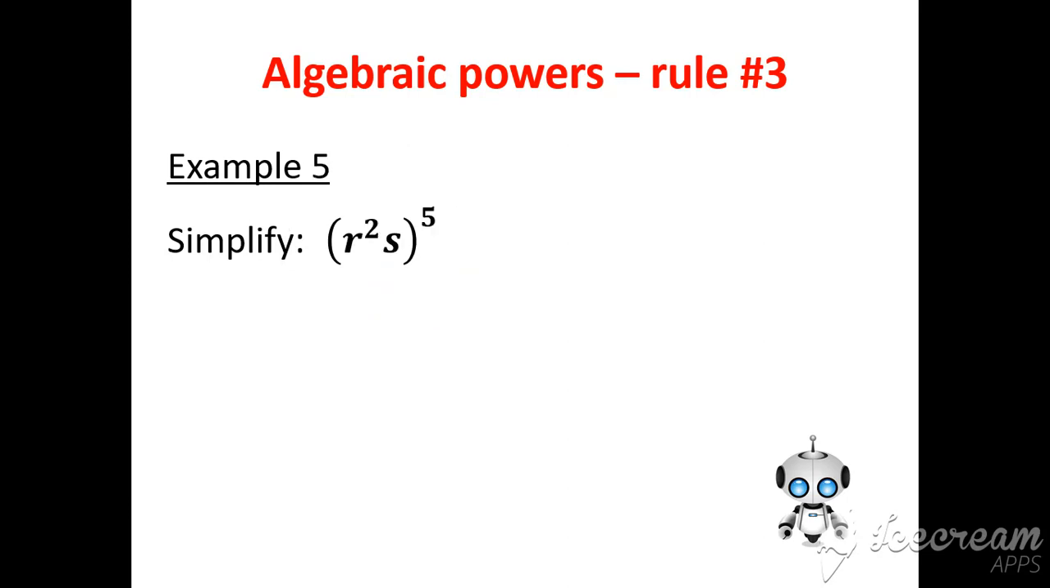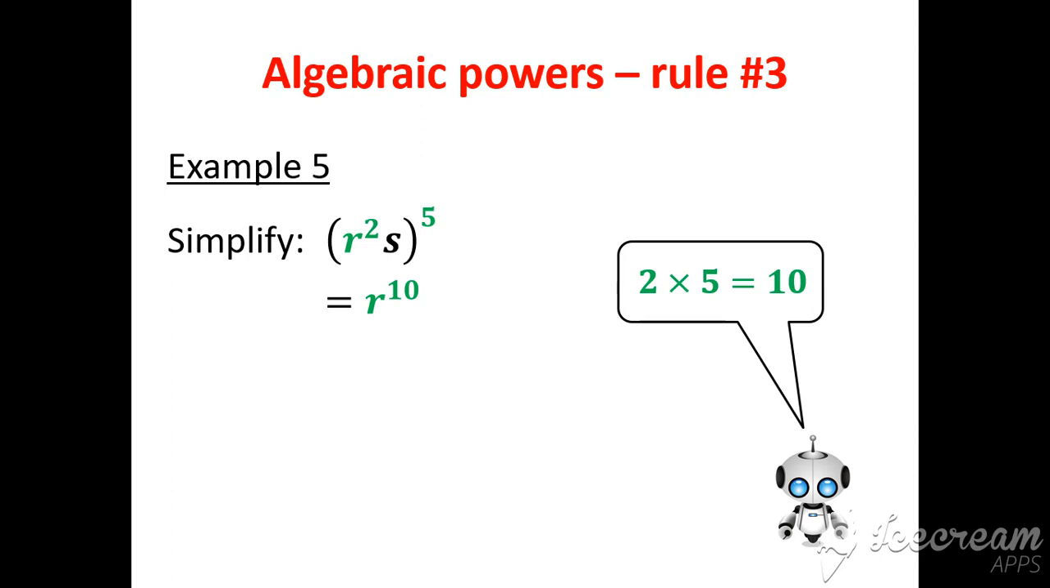All right, this little one to finish with, simplify inside brackets r squared times s, and it's all been raised to the power of 5. Well, once again, we're going to do each bit separately, so we're going to go 2 times 5 to get r to the power of 10.